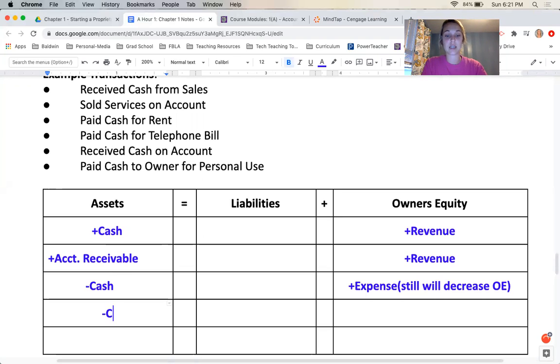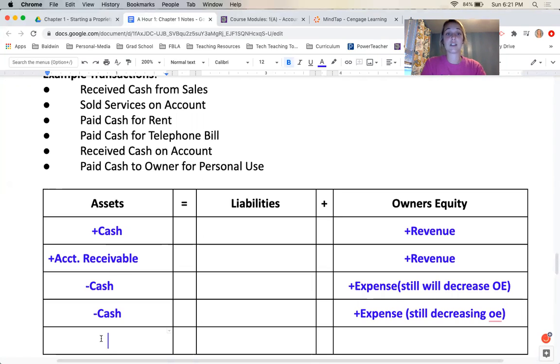We paid cash. Cash is going down. We incurred an expense. And that is still decreasing owner's equity.